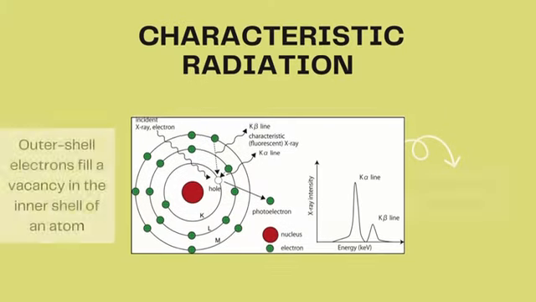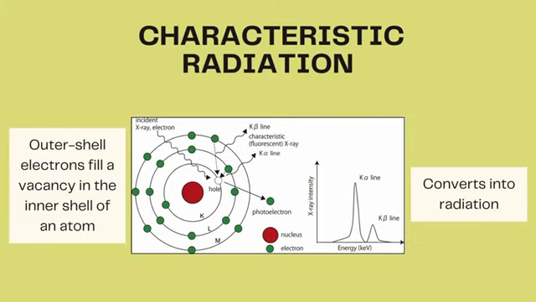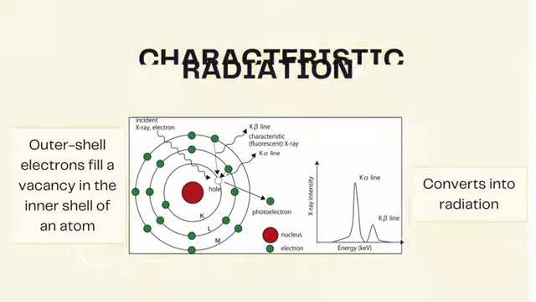In comparison, characteristic radiation is formed during the electron transition processes that occur when outer shell electrons fill a vacancy in the inner shell of an atom, releasing X-rays in a pattern that is characteristic to each element. Each element has a unique set of energy levels, and thus the transition from higher to lower energy levels produces X-rays with frequencies that are characteristic to each element.